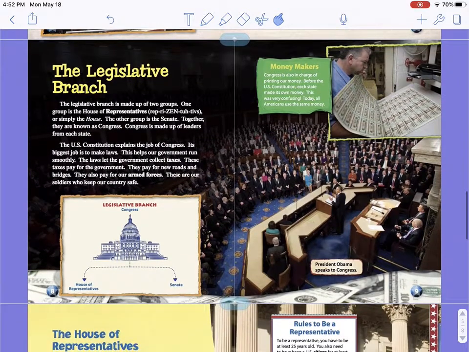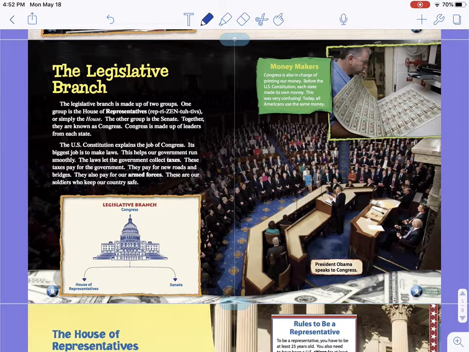Okay, the legislative branch. The legislative branch is made up of two groups. One group is the House of Representatives, or simply the House. The other group is the Senate. Together they are known as Congress. Congress is made up of leaders from each state.